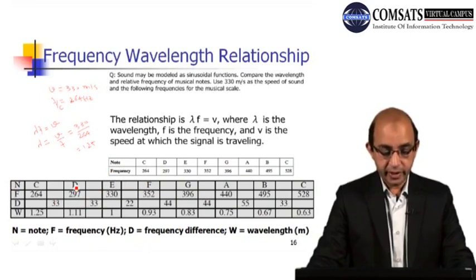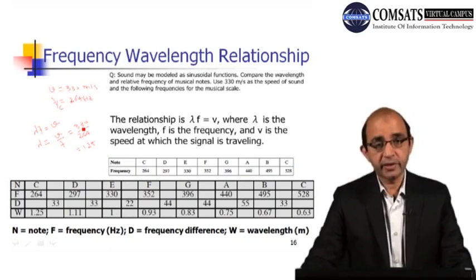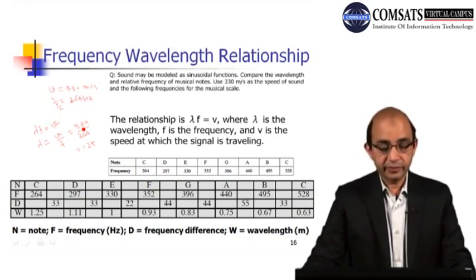In a similar way we can solve for the rest of the notes. You can see for D we have 297. The velocity of sound, 330, will remain constant for all the notes. So 330 by 297, and then 330 by 330, and then we have 0.93. You can see that the wavelength is reducing as we have higher frequencies.